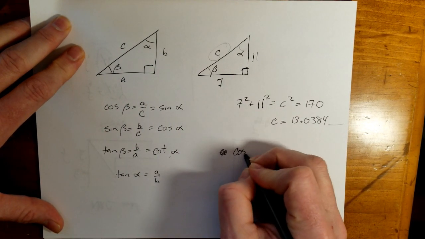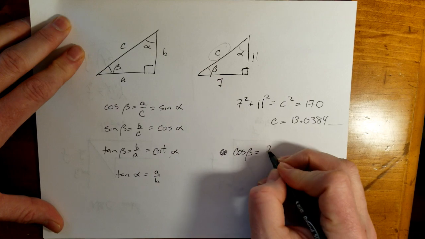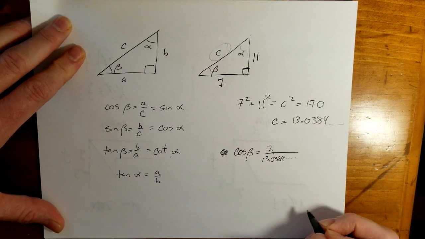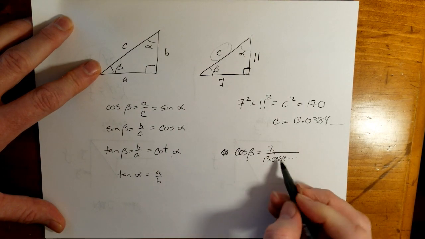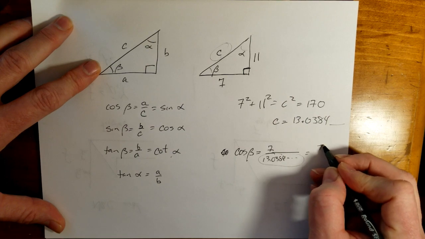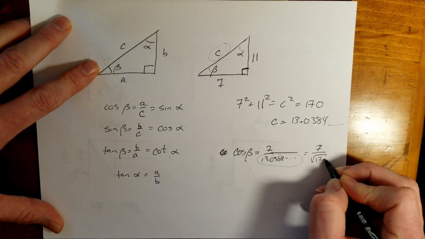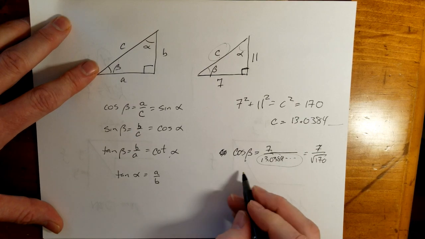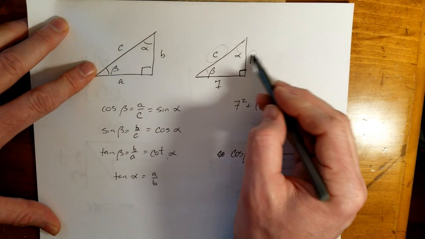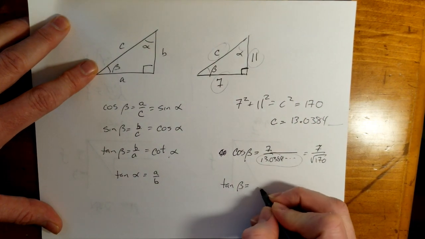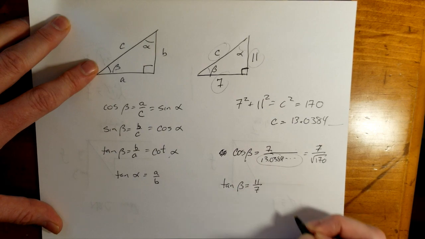So I could do cosine of beta, and that's going to be 7 over 13.0384, yada, yada, yada. But recognize this has some rounding involved here. Now I could be slightly more precise and do 7 over square root of 170, but my calculator is still going to round off at some point. And so typically you want to use the sides that have less rounding involved. So I'm going to use the tangent of beta is equal to 11 over 7.